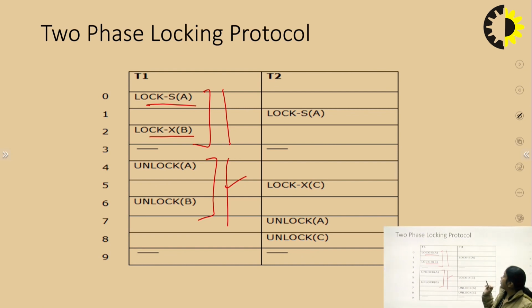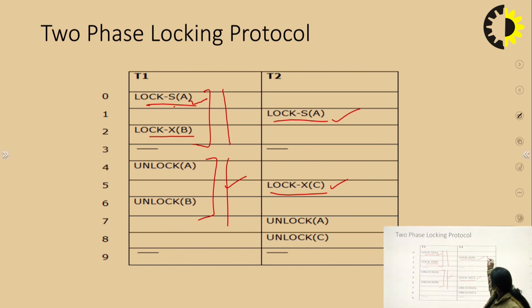Now we will see the T2 transaction. You can see here firstly, it will lock data item A in the shared mode. It will be permissible because T1 has already locked the data item A, but because it is in the shared mode and T2 again requires the data item in the shared mode, it will be permitted. Now the next instruction is lock exclusive C. Because in this case we don't have the C data item, T2 will easily get the lock on the C data item.